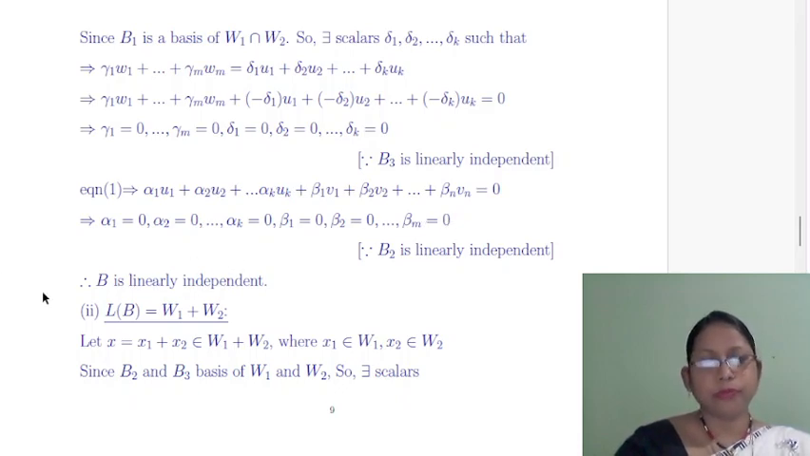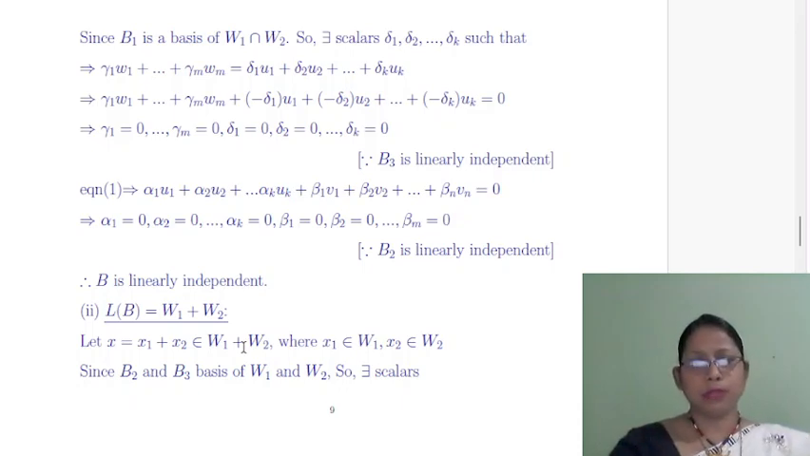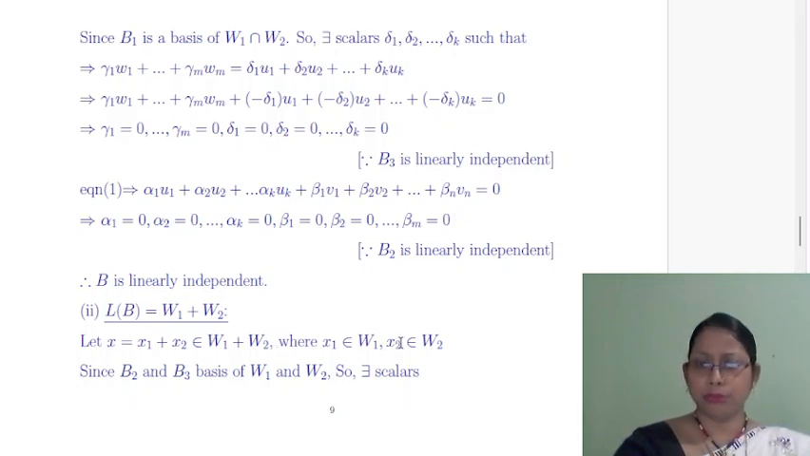Next, the linear span of B is equal to the sum of the subspaces W1 plus W2. As the linear span is a subspace of the vector space W1 plus W2, the linear span is a subset of W1 plus W2. Next, we are going to show that W1 plus W2 is a subset of the linear span of B, for which we consider x equal to x1 plus x2 to be any element of W1 plus W2, where x1 belongs to W1 and x2 belongs to W2.